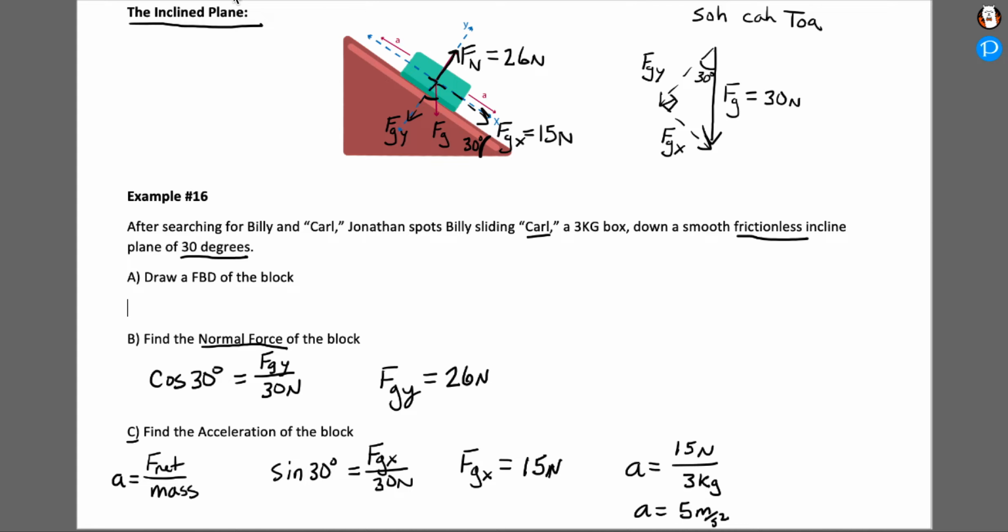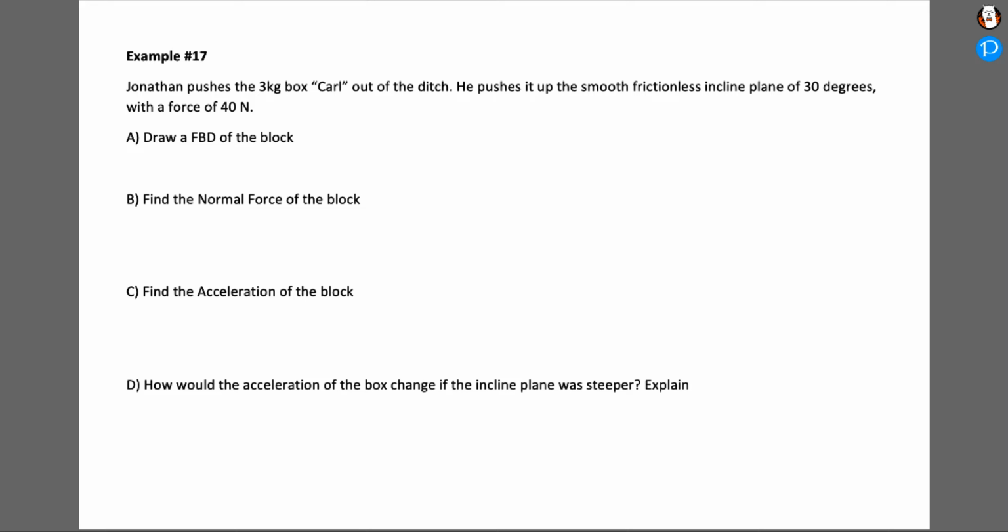Let's take a look at another example. In this one, example 17, we've got Jonathan pushing this same 3 kilogram box out of the ditch. This time he's pushing it up an incline. So now we've got this incline like this, and he's actually applying a force on the box up the hill. So we've got a force applied like this, pushing up the hill.